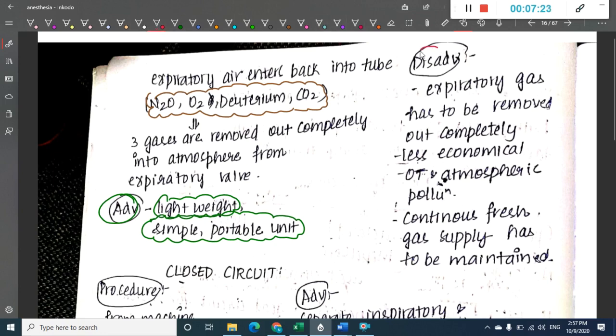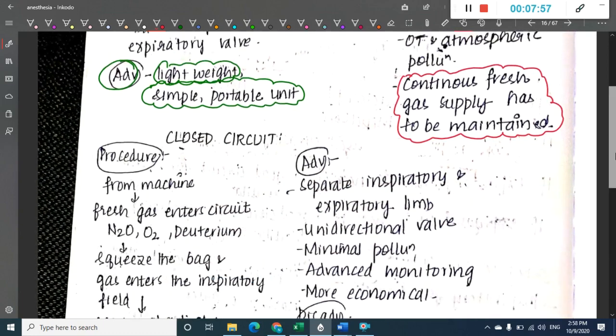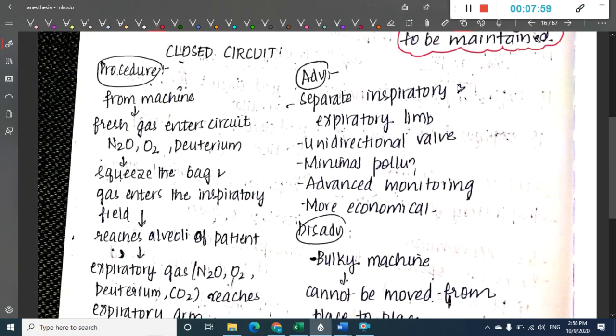Then we have disadvantages. So what are the disadvantages? Obviously there is gas wastage. Okay, so this is less economical. I have already told you there will be OT and atmospheric pollution, right? And you will have to maintain the continuous fresh gas outflow. If the fresh gas supply has been disconnected in any way, there is no chance of the patient getting his breath. So as a result, continuous fresh gas supply is necessary. This is the semi-closed circuit.